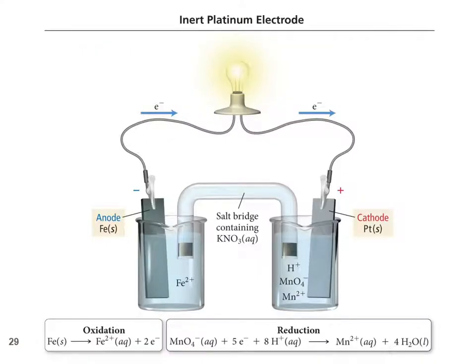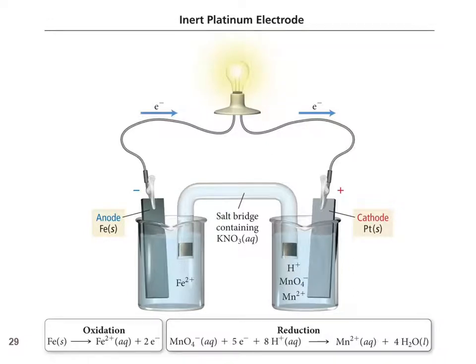So this is an illustration of that cell. Here we've got the iron electrode in a solution of iron ions. That's the oxidation. And over here we've got a platinum electrode because the things being reduced over here are aqueous. And then the salt bridge allows us to equalize the charges.